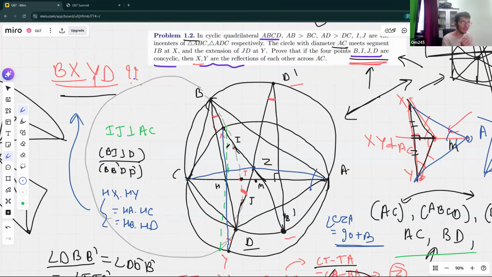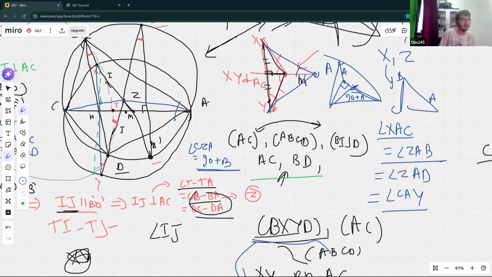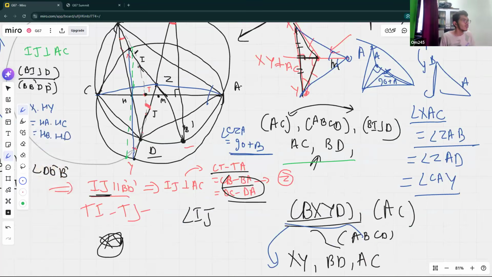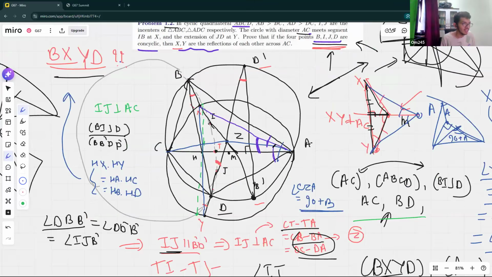Yes. So they are isogonal conjugates, so that implies this angle. Oh wait, I will just color it. So what are the angles? This angle, angle XAC, is equal to this angle, angle ZAB, because of isogonal conjugates. But we know angle ZAB is equal to angle ZAD because Z is the incenter, so it's an angle bisector.